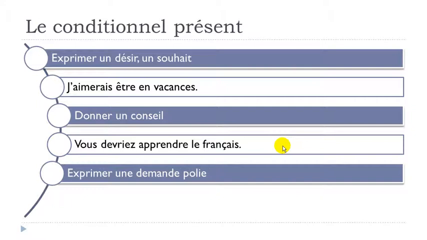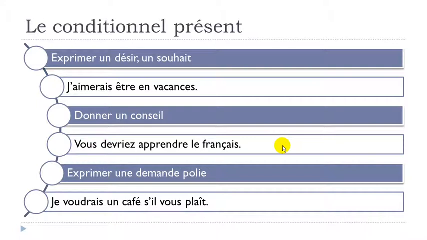And then if you want to ask something politely, that's the tense you should definitely use. Especially if you go in a coffee shop or restaurant, or a shop, and you want to ask for something, then use this conditional form. Trust me, it's quite important. Je voudrais un café, s'il vous plaît. So let's read them one more time. J'aimerais être en vacances. Vous devriez apprendre le français. Je voudrais un café, s'il vous plaît.